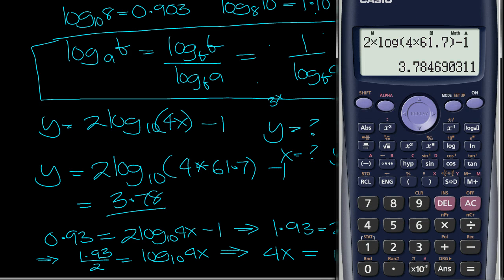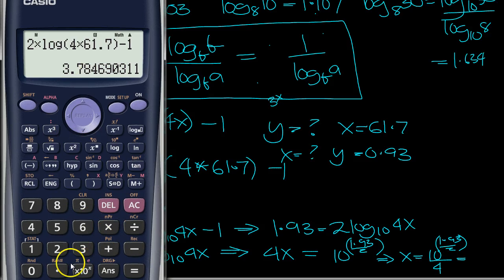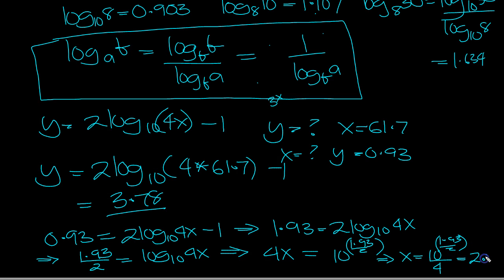Let's type it in the calculator. So it's 10 to the power 1.93 divided by 2. So that's the power. And then that number gets divided by 4. 2.31. Okay, that concludes the examples then. We've had a quick look at those.